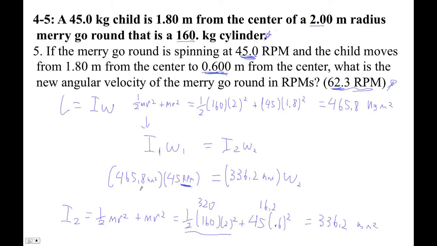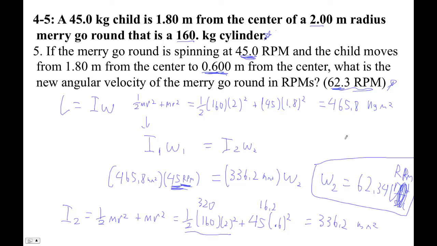Okay, so let's do this. 465.8 times 45 divided by 336.2 is 62.34. Oops, no, not radians per second. RPMs. Sorry, I'm just used to writing radians per second. This is RPMs, and the reason it's RPMs is that we put RPMs in here.